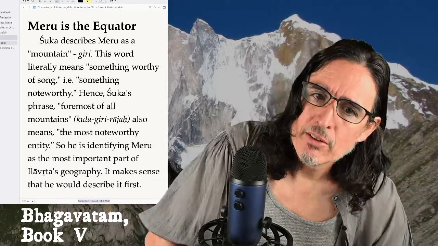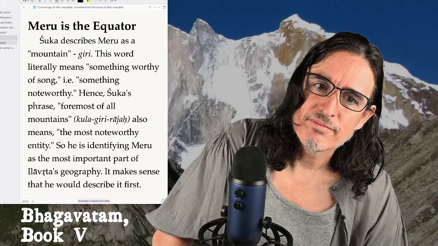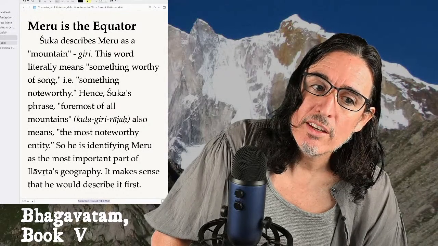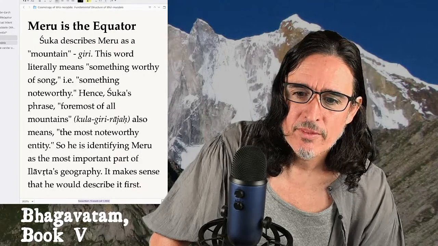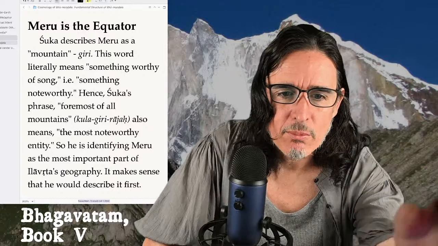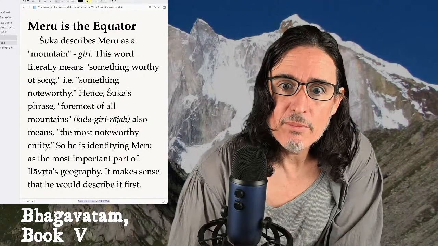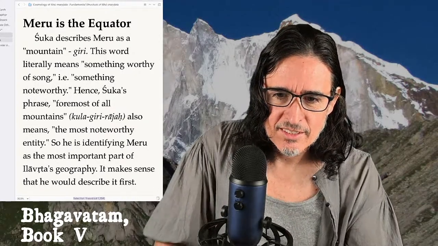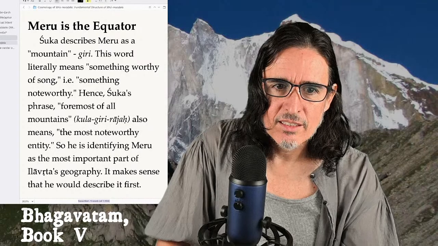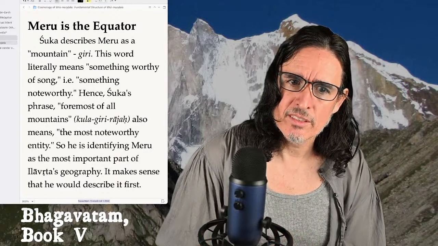Guess what, folks? Meru is the equator. Did you figure that out? When you suddenly realize that, then everything else in the cosmology is all of a sudden going to be like, oh, duh. That makes sense. That thing that was impossible to believe all of a sudden makes sense. Did you figure that? That Meru is the equator? Meru is the origin of the Earth, and therefore the origin of our whole system of existence.